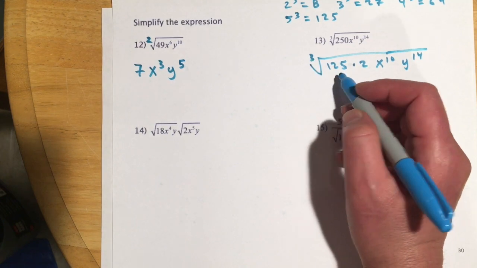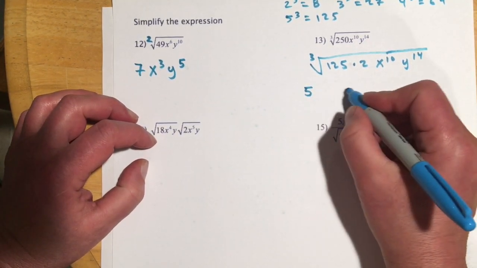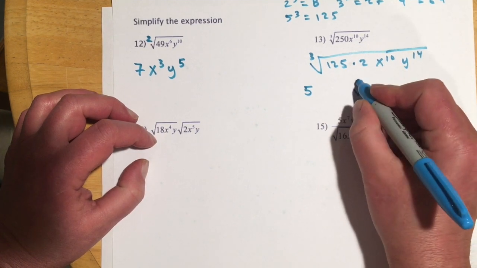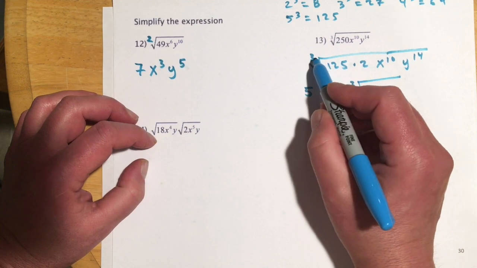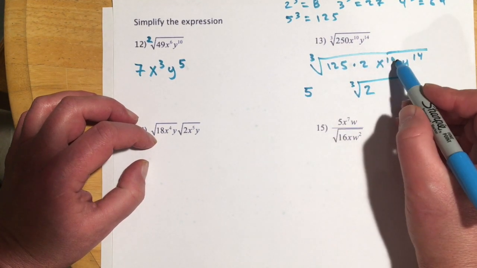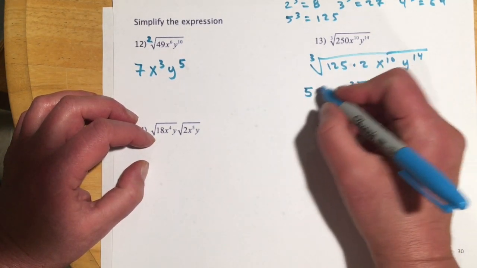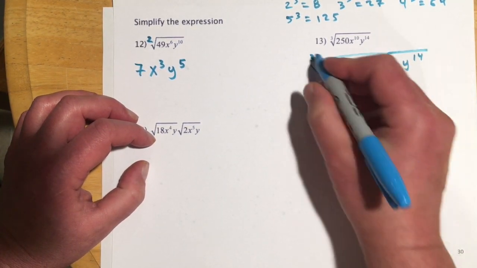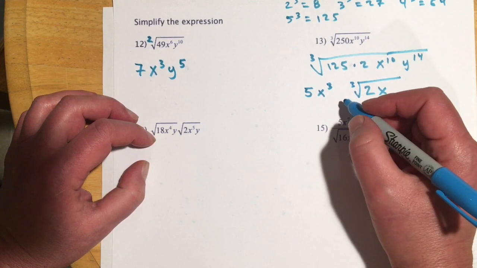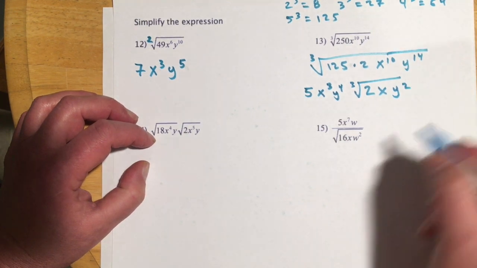So cube root of 125 would be a 5 out front, and then we leave myself some space here for x's and y's, and then I put the 2 in there so I don't forget it. And then we go, 3 goes into 10 3 times, so we're looking for how many triplets there are. So there'd be 3 triplets with 1 left over. And 3 goes into 14 4 times with 2 left over.